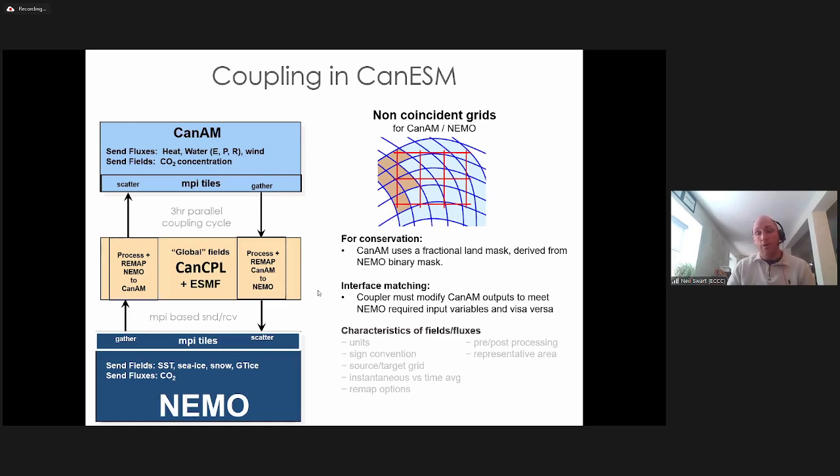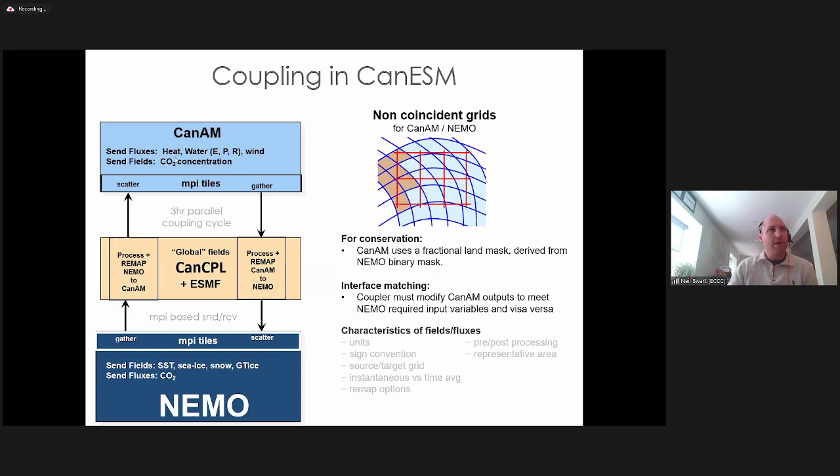So let's talk about how we do that coupling. In the model, there are no longer coincident grids. The red here might give you an example of the atmospheric grid, and the blue might be, for example, the ocean grid. So they're not coincident with each other. What we've moved towards in CanESM5, and we'll maintain, is that CanAM uses a fractional landmask, which is derived from the NEMO binary landmask.